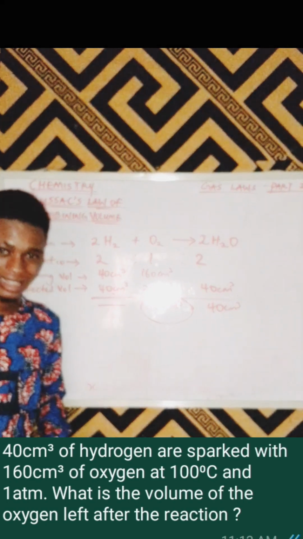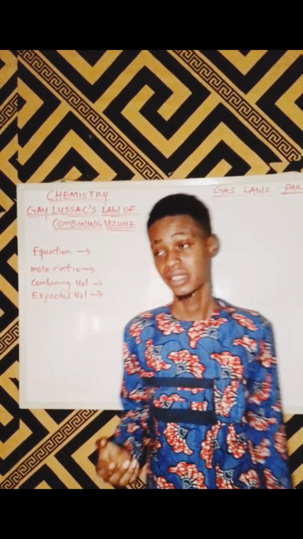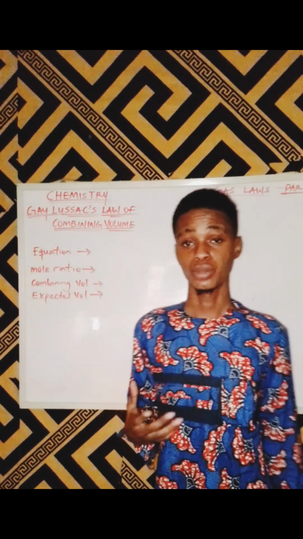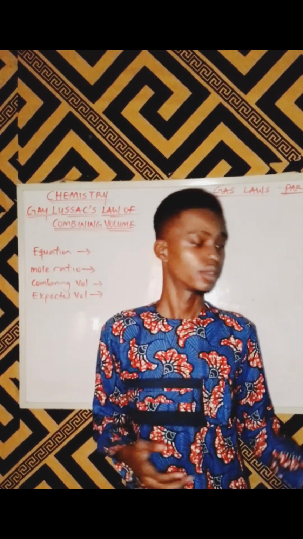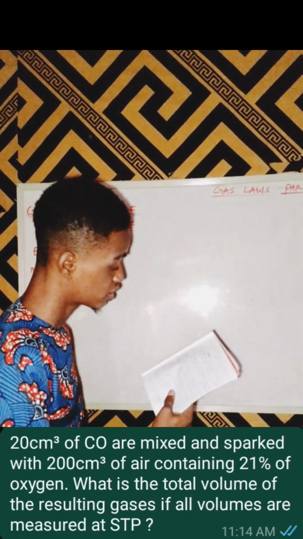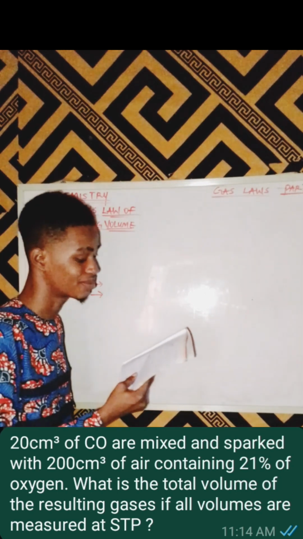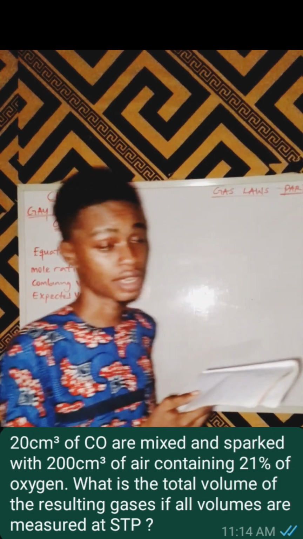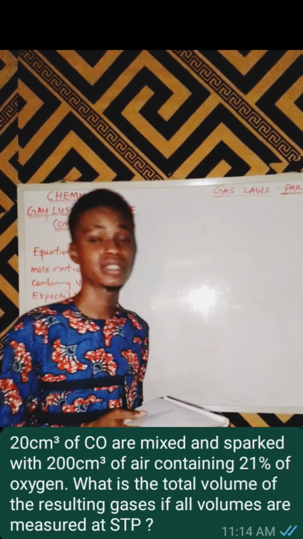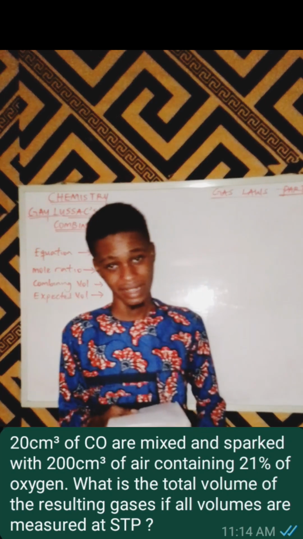Hope this is clear. Honestly, I hope this is getting clear bit by bit. This question I'm about to solve is a little bit complex, but just pay attention. I'm going to read it out, otherwise I'll put it on the screen. It says that 20 centimeter cube of CO is mixed and sparked with 200 centimeter cube of air. Now, take note that CO is only going to react with oxygen in the air.